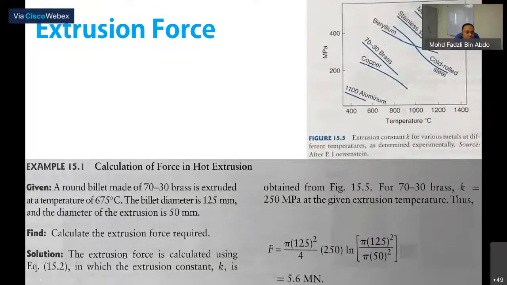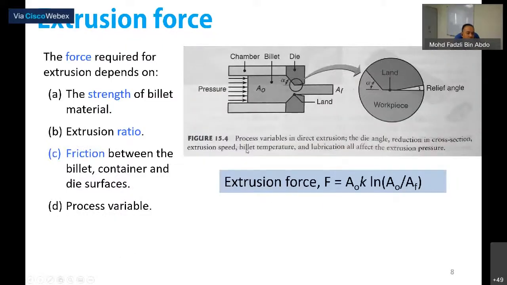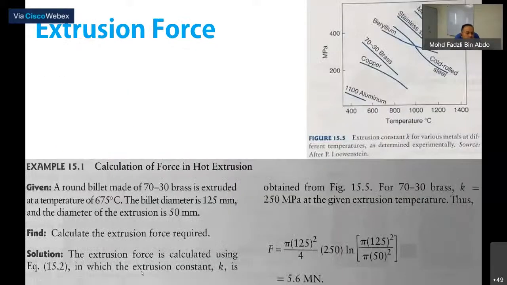Okay. The solution is, the extrusion force is calculated using equation 15.2. Inilah equation dia. Okay. In which the extrusion constant K is obtained from the figure 15.5. This is the figure 15.5. Kalau kita tengok, the billet made of 70-30 brass, okay, yang ni.